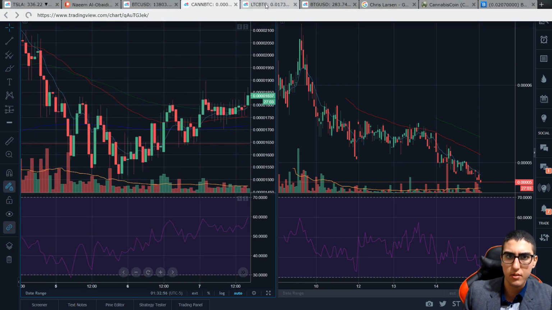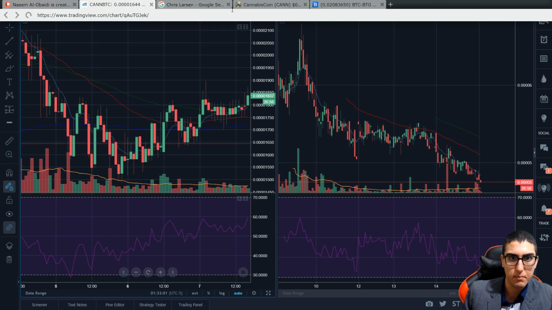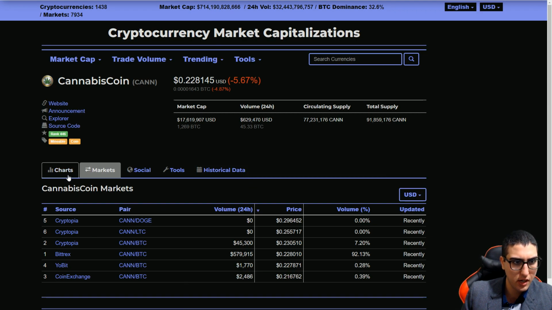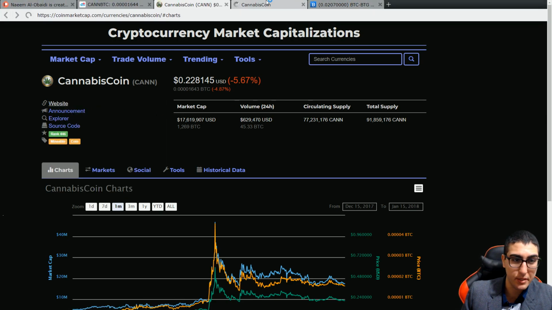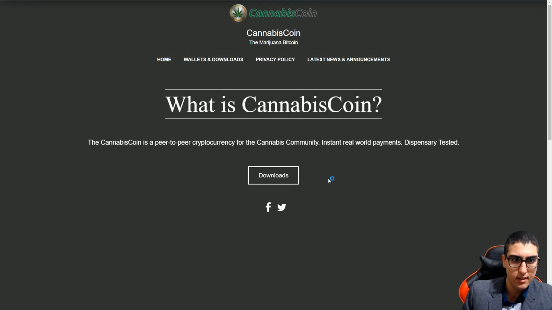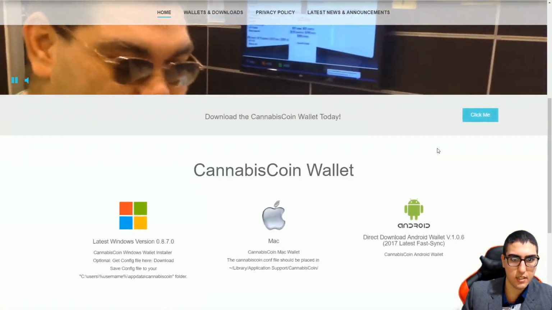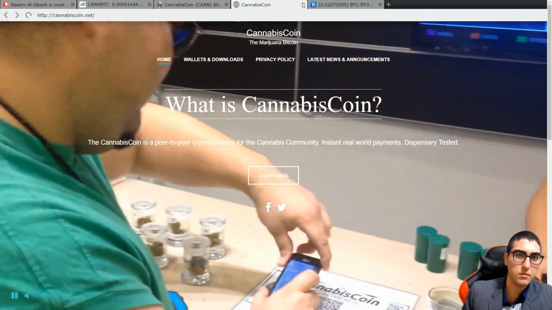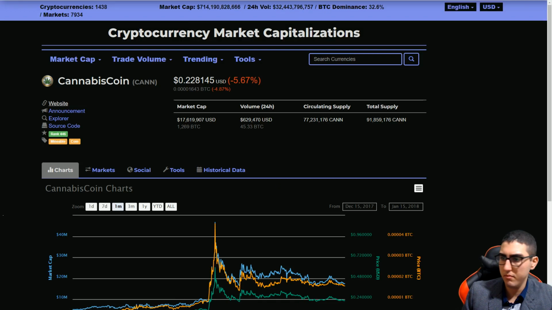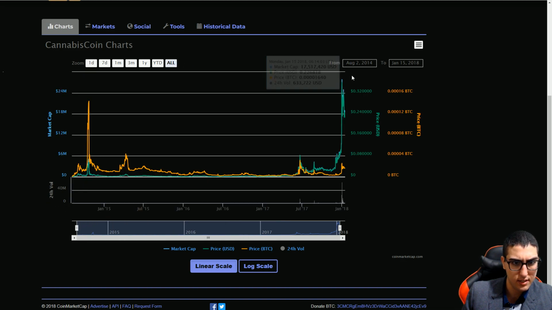I was just interested to see why it was on that exchange. Let me clear up a little bit of these top tabs here. Looking at cannabis coin, it looks to be around a $17 million market cap, but it's already on Bittrex, which is surprising to me. The cannabis coin is a peer-to-peer currency for the cannabis community, instant real payments, dispensary tested. Okay, interesting. I'm guessing it's just been around for a while. That's probably why. It looks like it has been around for quite a bit. Oh yeah, that makes sense.